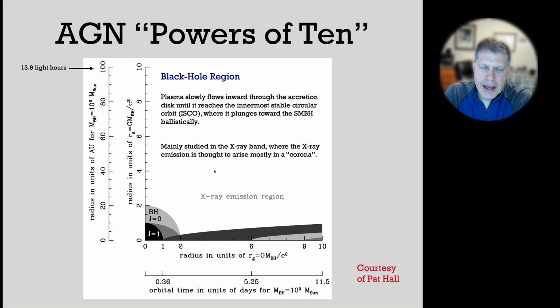So this region, as I've already alluded to, is mainly studied in the X-ray band. Pat here labels the X-ray emission region being present on this size scale. And so we mainly study this region in the X-ray band, because that's where most of the relevant radiation emerges. And the X-ray emission is thought to arise mostly in a corona.